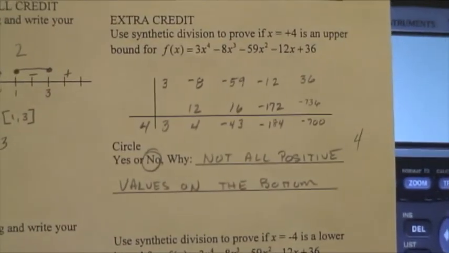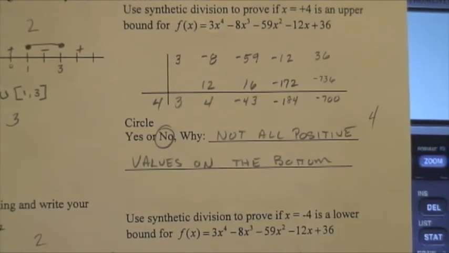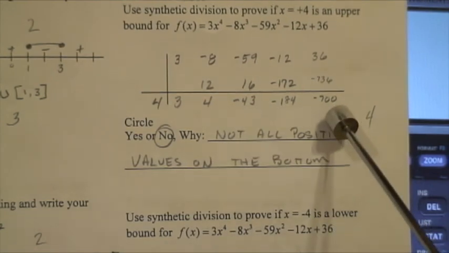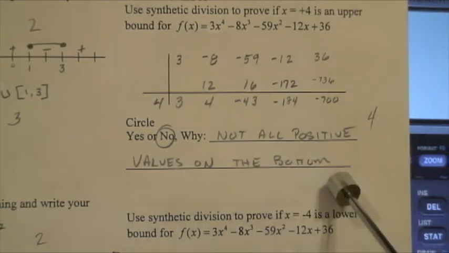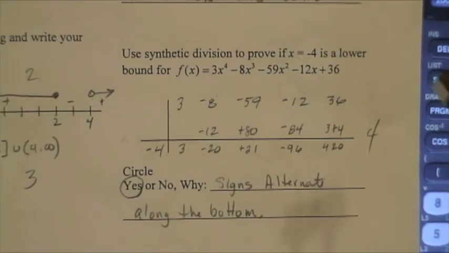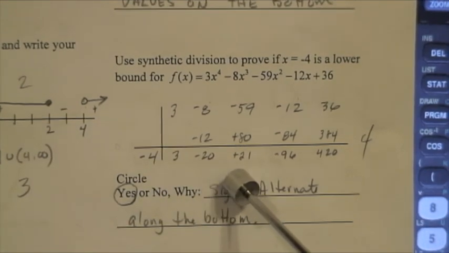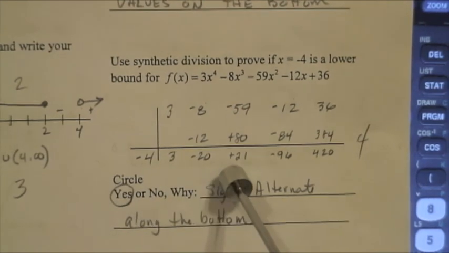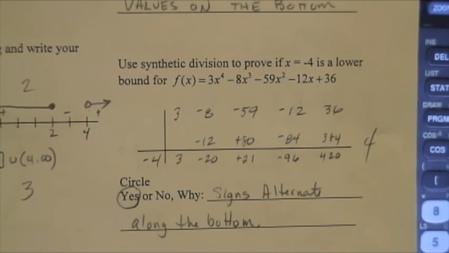If you did the extra credit real quick, if you would have done the synthetic division, testing the 4, because it's positive, the rule said the whole bottom row has to be positive numbers. My last 3 numbers are negatives, so it's a no, and the reason had to match, not all positive values on the bottom. For -4, now because that's a negative or a lower bound test, when you run -4 through the synthetic division, your bottom row has to have alternating signs. Since I'm going positive, negative, positive, negative, positive, yes, it is a lower bound because my signs are alternating along the bottom.